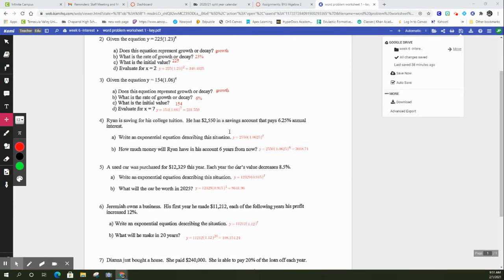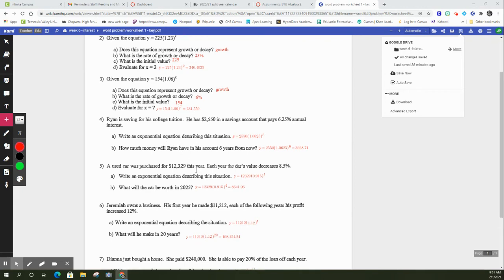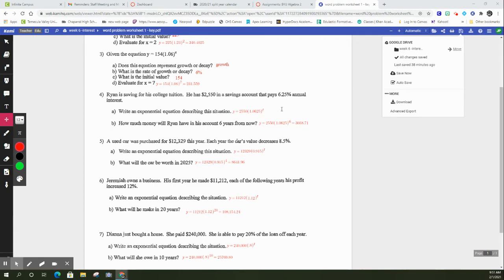All right, so now questions 4 through 7 here, they're having you set it up. So 1 through 3, they gave it to you. Here you're setting it up. It says Ryan's saving for college. He has $2,550 in a savings account that pays 6.25% annual interest. Write the exponential equation describing the situation.